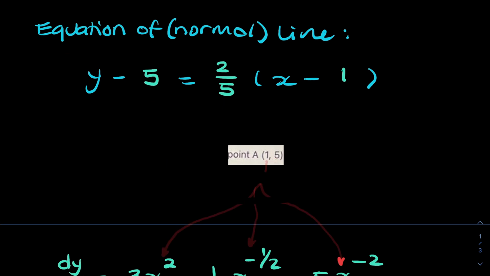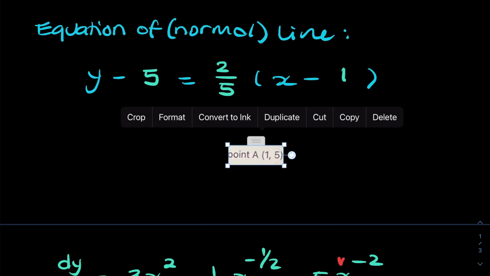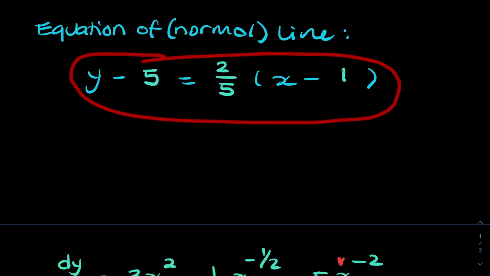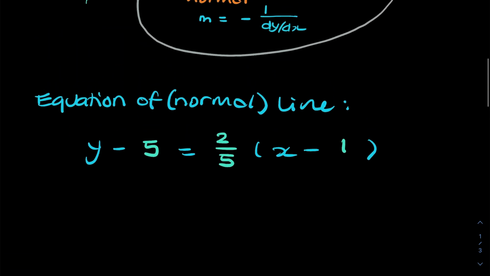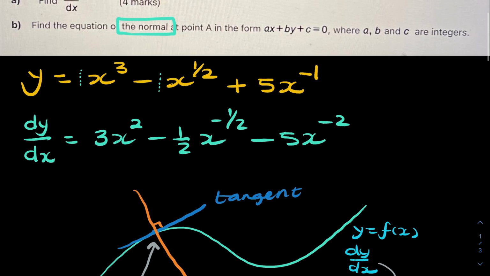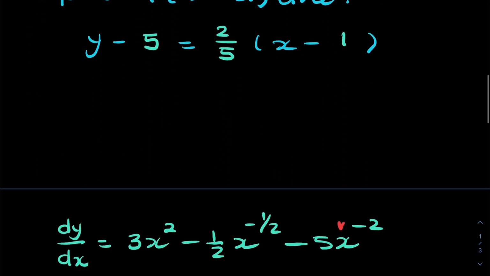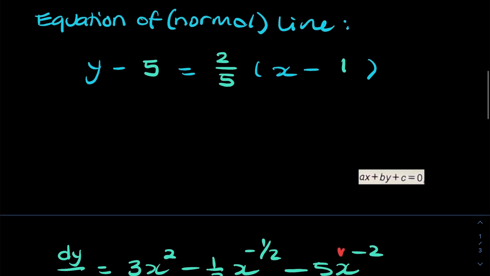Now, we can't leave it like that. We need to simplify it. We need to write it in the format they asked. But this is basically the equation. And if you look at the way they want it, they said write it in the form ax plus by plus c equals 0. So they don't want any fractions. They just want integers. So let's try to make it end up looking like that.